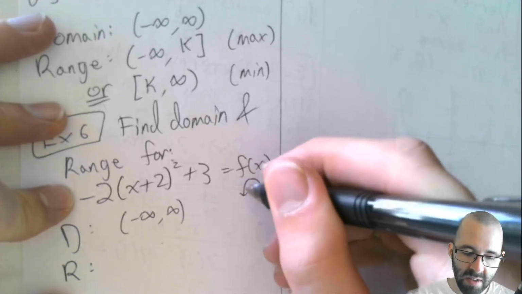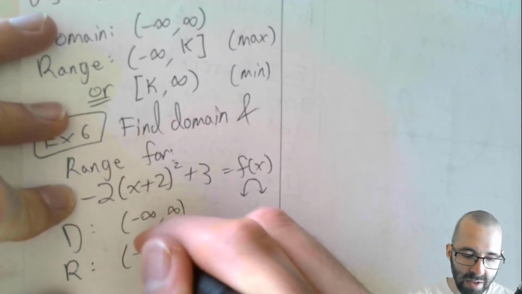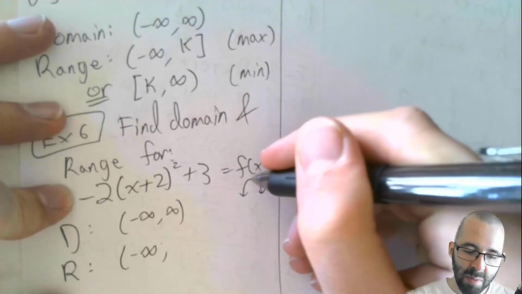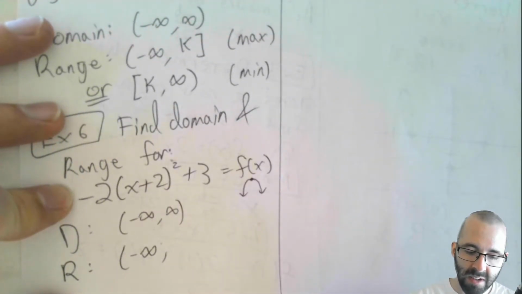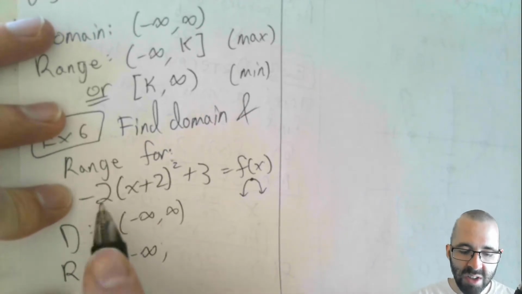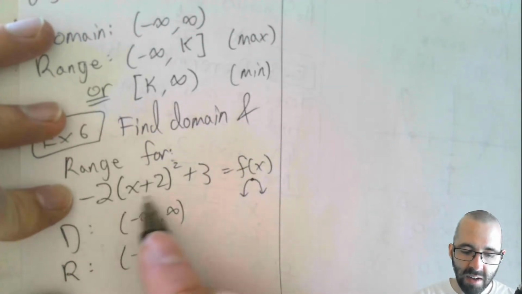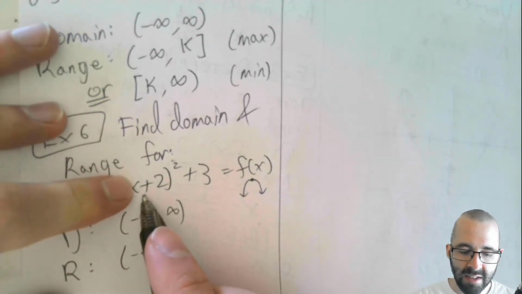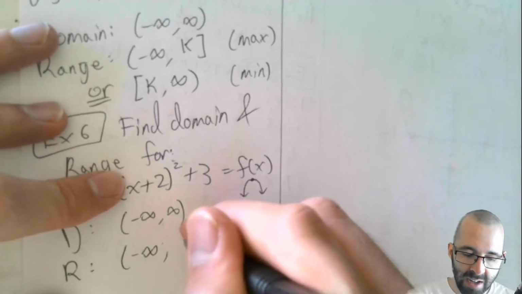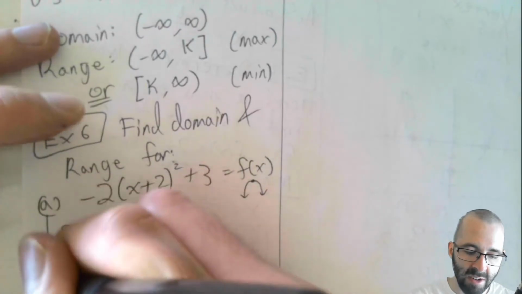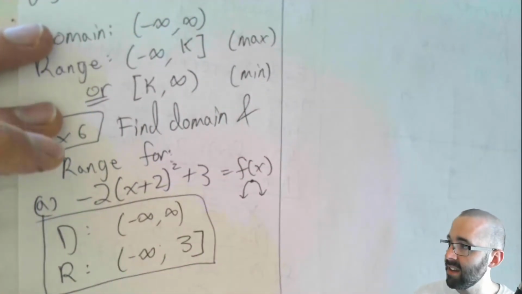The minimum, well, we can be as negative as we want. The maximum is the y coordinate of the vertex. It's k. Remember your standard form. The vertex is -2, 3. The y coordinate of the vertex is 3. That tells us our domain and range. That's it.